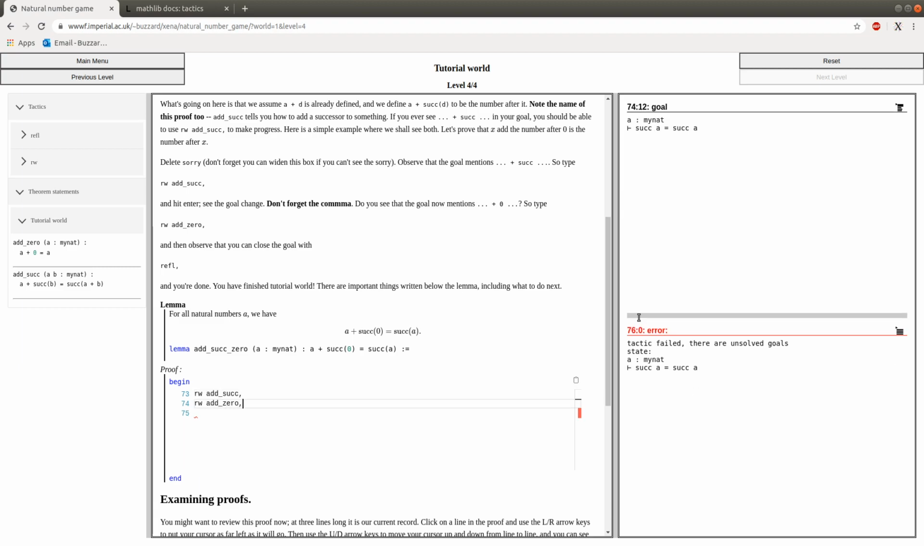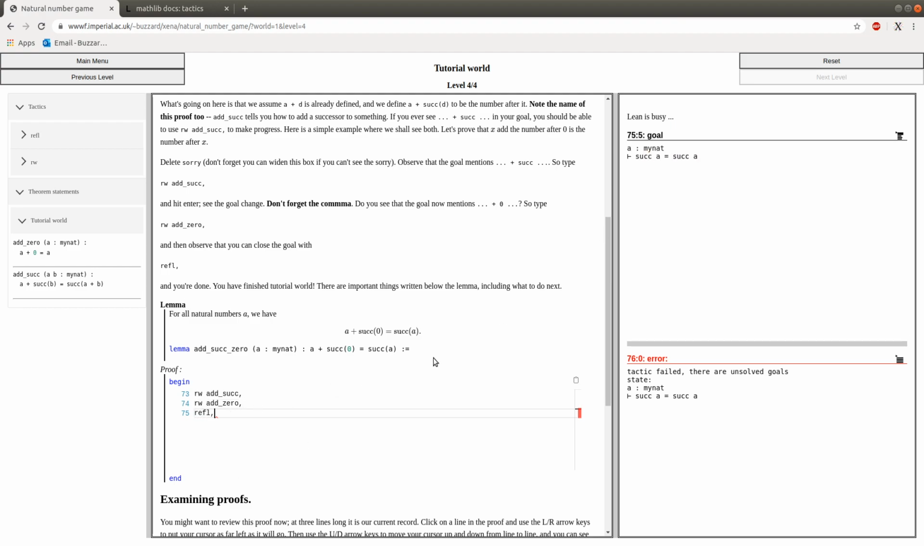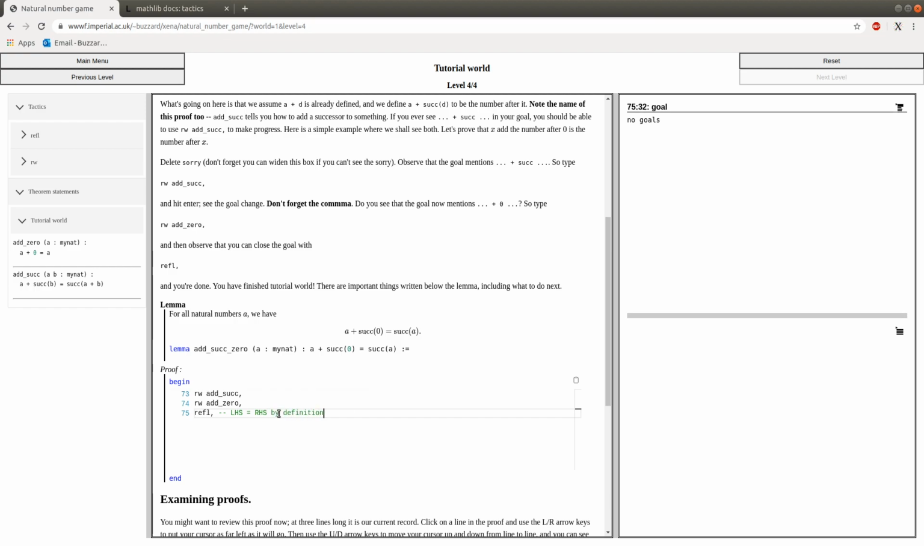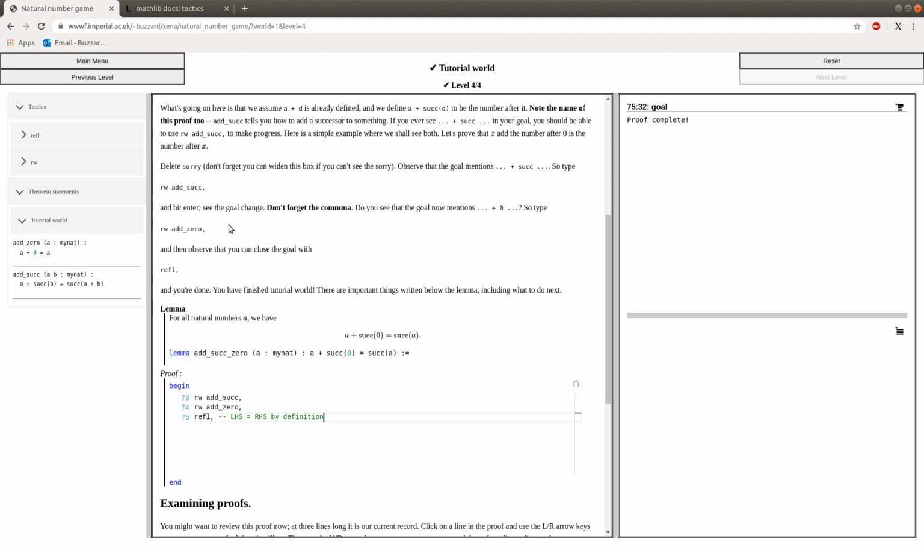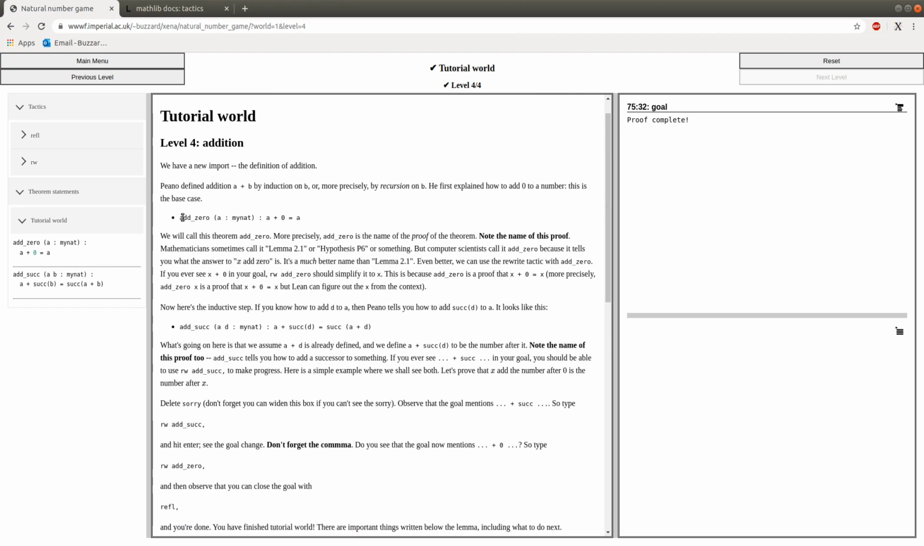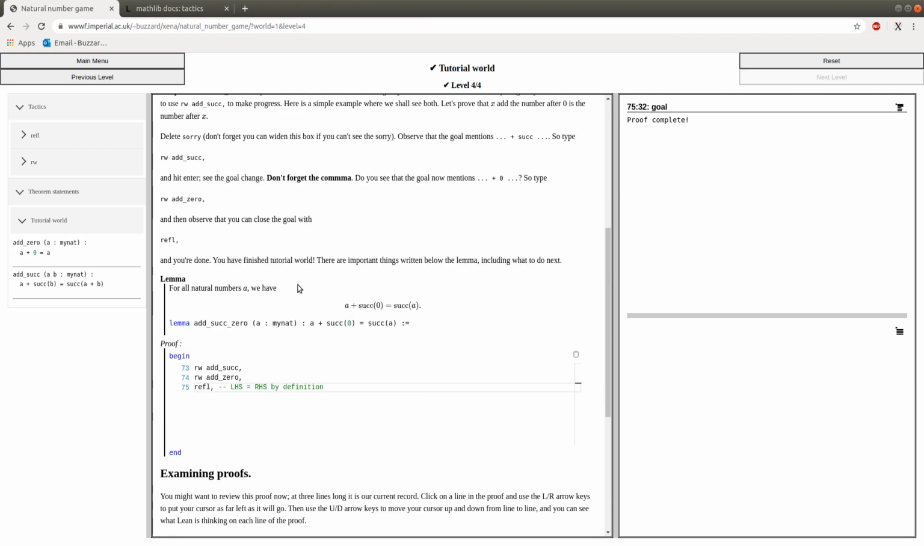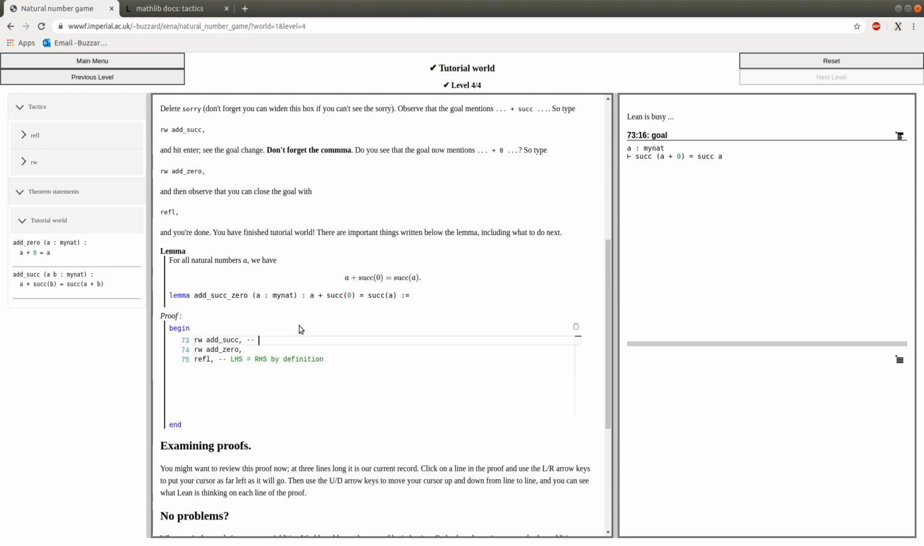And now the goal has become suck A equals suck A. So this goal here we can solve by reflexivity, right? What does reflexivity mean? Both sides, the left-hand side equals the right-hand side by definition, right? That's the kind of goal that REFL will solve. The left-hand side equals the right-hand side by definition. But actually, this add 0 is part of the definition of addition, you see. So add 0 is actually true by definition, right? This is true by definition.